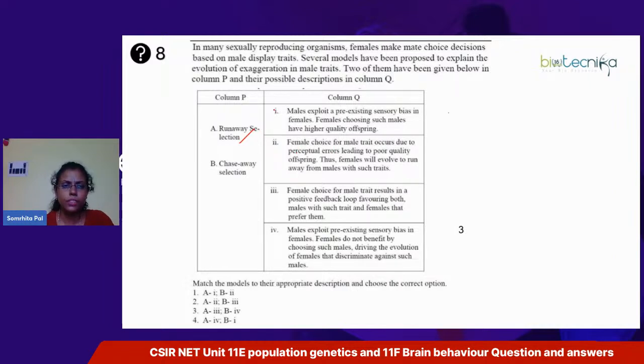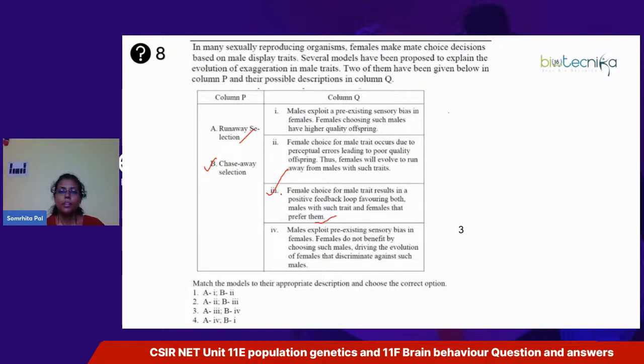So if you read the options here in the column, you will see in option 3 they are saying the female choice for male trait results in a positive feedback loop favoring both males with such trait and the females that prefer them. So this is your runaway selection. On the other hand, in the case of chase away selection, it is just the opposite. It is a negative coevolution. Here also a coevolution is happening, but that is a negative coevolution.